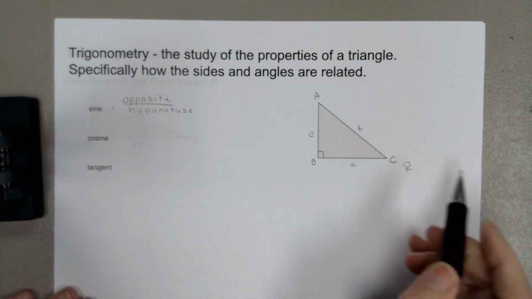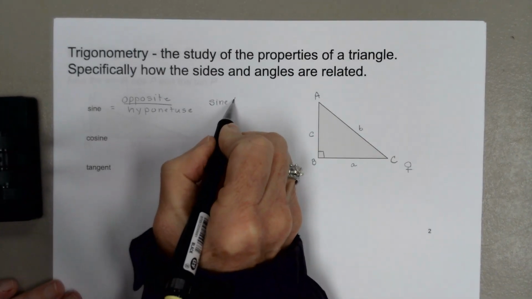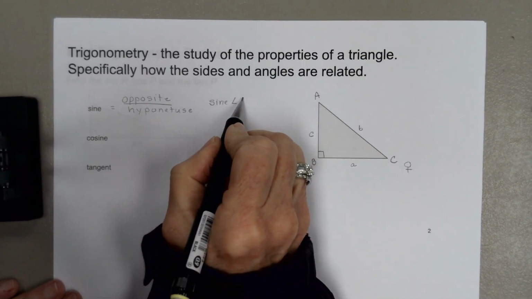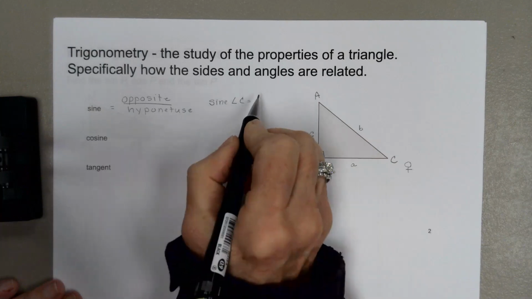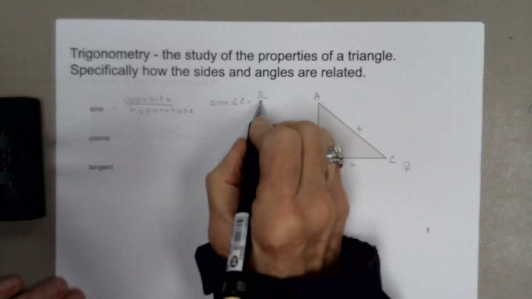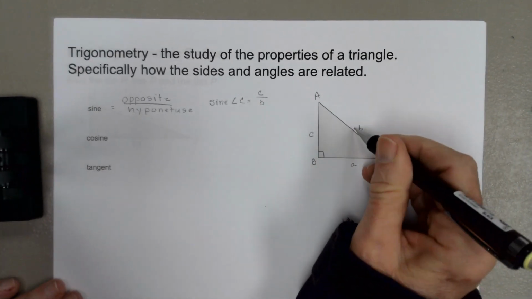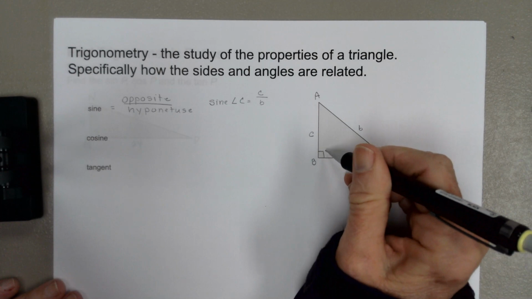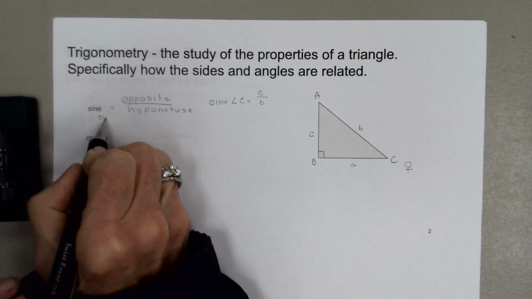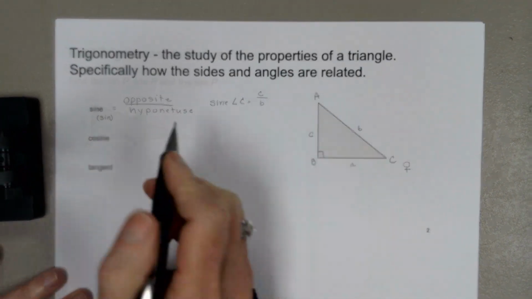So if I were to ask you for the sine, and the symbol is an angle right here, the sine of angle C, then the opposite would be little c, and the hypotenuse would be little b, because the hypotenuse is always the side that is opposite the right angle. The abbreviation for sine is SIN. You've probably seen that on a calculator.